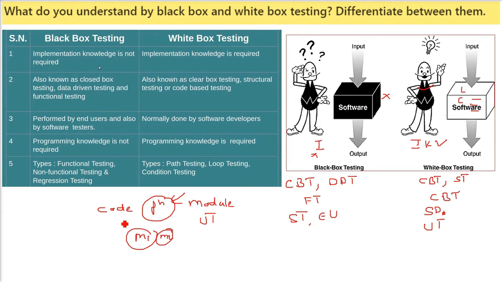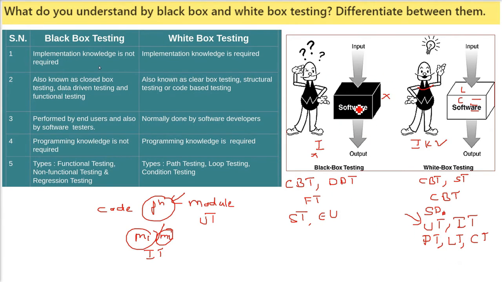When we combine different modules, we do interface testing. This also comes under white box testing. So unit testing, when you write a code, module testing, or interfacing, all come under white box testing. We also have path testing, loop testing, and conditional testing. All of this comes under white box testing. The low level testing is what we call white box testing, because you have to go to the code level and check.